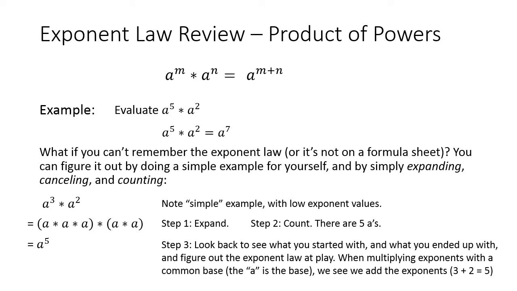And step 3, look back to see what you started with. We started with a cubed times a squared, and what you ended up with was an a to the 5. So you can figure out what exponent law was used. So when multiplying exponents with a common base, the a is the base again, we see that we add those exponents. We had a 3 and a 2 here, we ended up with a 5. Well, there's only one thing that could have happened here. We needed to add those. So this is an example of how you can figure out the law for yourself.